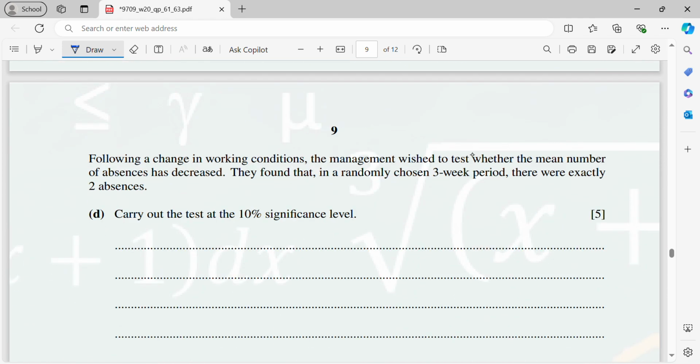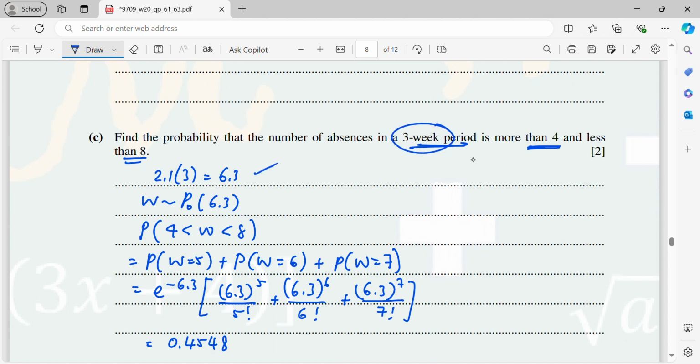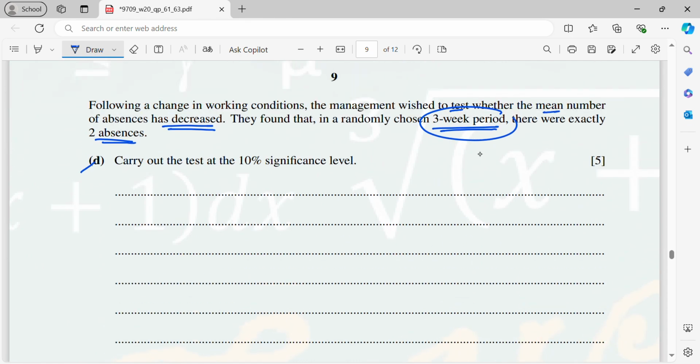Okay, now following a change in working conditions, the management wished to test whether the mean number of absences has decreased. They found that in a chosen 3-week period, there were exactly 2 absences. So part D, carry out the test at 10% significance level. So now, 3-week period, okay, so go back to part C. This is a 3-week period. That means our lambda is 6.3. So that is also the mean for a 3-week period. So mu equals 6.3. And now the management wanted to test whether it has decreased.